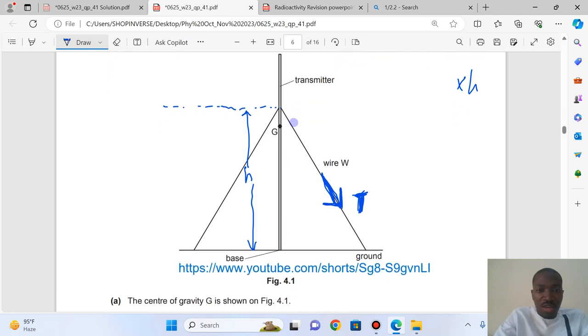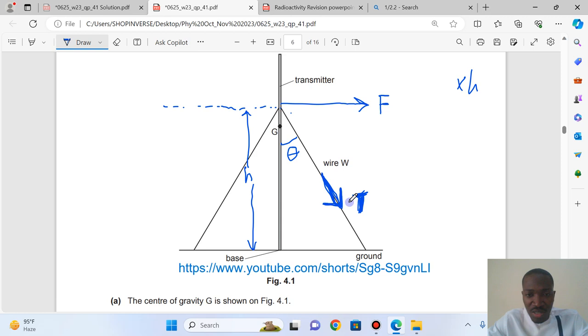And what is the force? The force will be perpendicular to this height. So that will be the horizontal component of this force here. And how do you get the horizontal component of this force? Because tension is in this direction, how do you resolve tension in this direction? We need to get the angle here. If you call the angle here theta, then we don't need the other angle. So all we need is T sine theta. That will give you the force. F is equal to T sine theta.